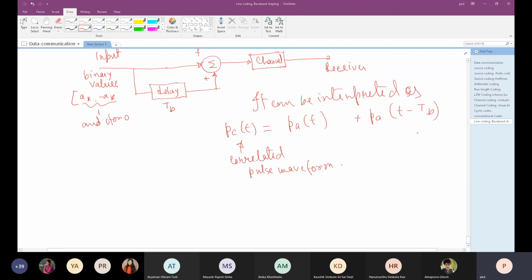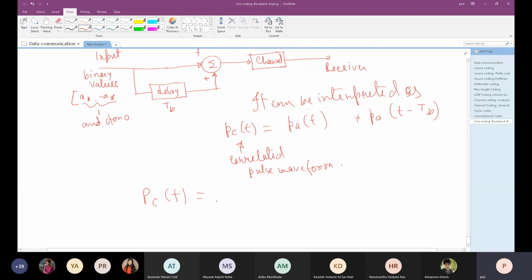PAT plus PAT minus TB. Okay, so it could be interpreted in that fashion that I was writing, but suppose what we have done is a TB delay, so PAT plus PAT minus TB. Now then PAF, then we have say PCF.